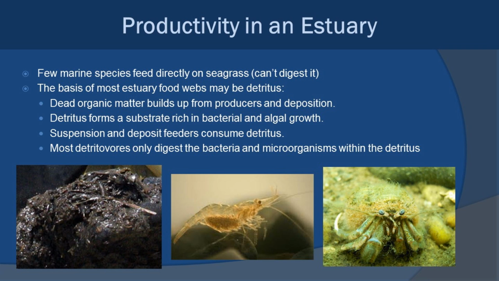So what's really happening is very much a buildup of dead organic matter. And that detritus forms a substrate rich in bacterial and algal growth. And that's really what's being consumed by suspension feeders and deposit feeders. They're eating the detritus, they're consuming it, but they're really digesting the bacteria and the microorganisms that live within the detritus.